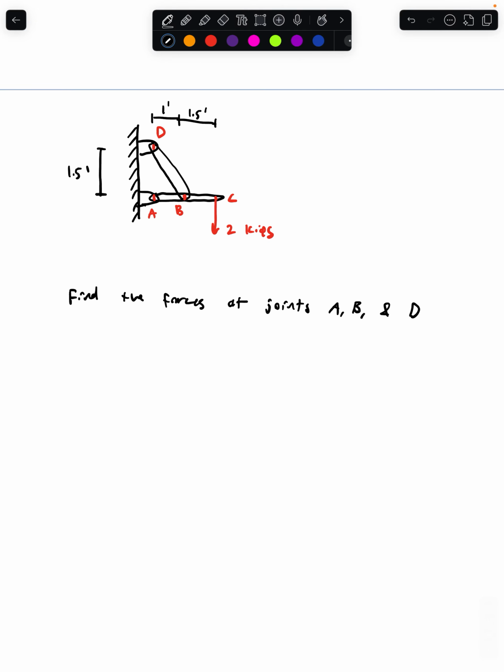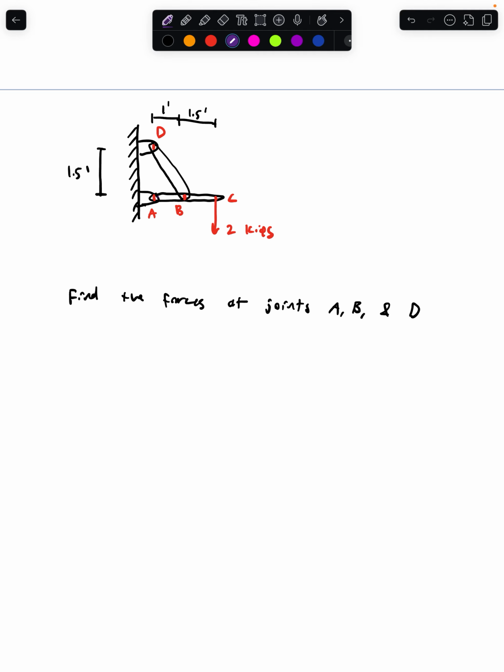So I have an example problem here that I want to run through. We can tell this is a frame because we're loaded here at C, and that's not a joint. So we know off the bat this is going to be a frame problem. The question is, find the forces at the joints A, B, and D. So our first step from above is solve for global equilibrium. So I know I'm going to have reaction forces here at A and D.